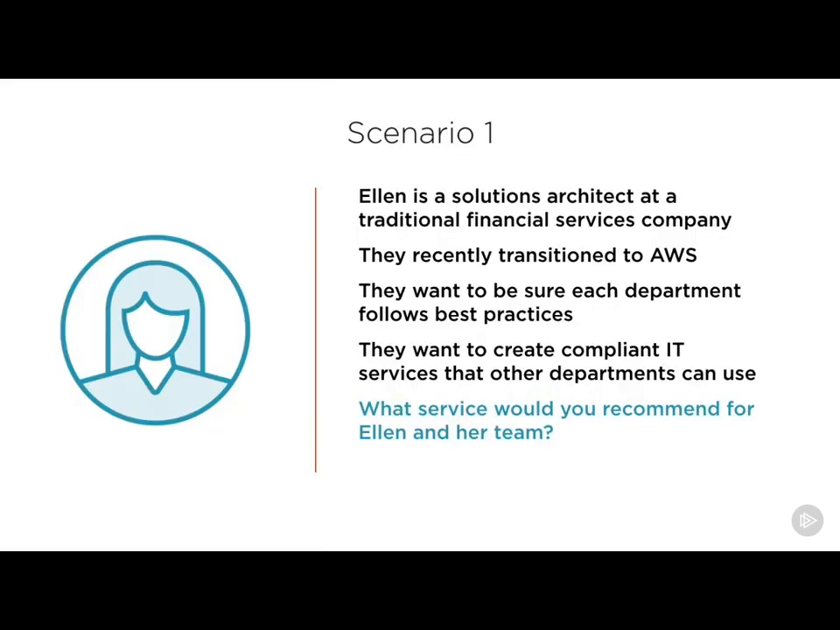So we had Ellen, and Ellen was trying to figure out how they could create compliant IT services that other departments could use. So what would you recommend? Well, in this case, AWS Service Catalog would be a great choice. These services are designed just for use within their organization, so here is where Service Catalog would work well, whereas Marketplace would be more for third-party services that can be launched on AWS.